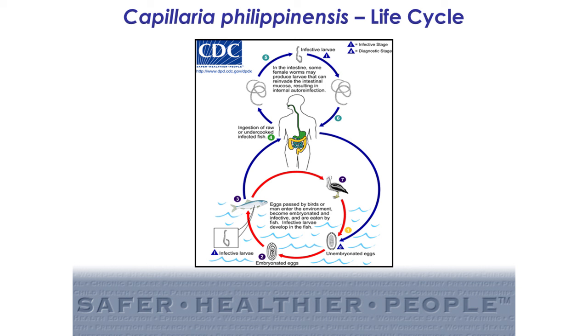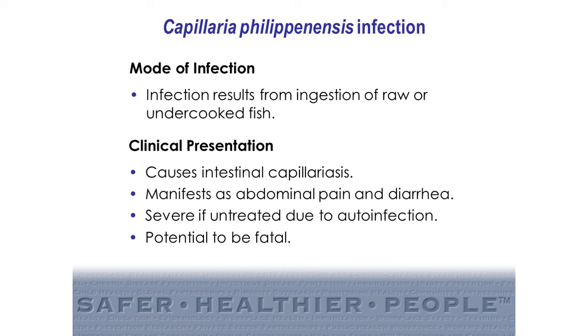This is their normal natural life cycle. Humans are accidentally infected by eating fish that have infective larvae in their tissue that are undercooked or uncooked or partially cooked. Symptoms include abdominal pain and diarrhea. Infection with capillaria may be severe if untreated due to possible auto-infection. It also has a potential to be fatal.